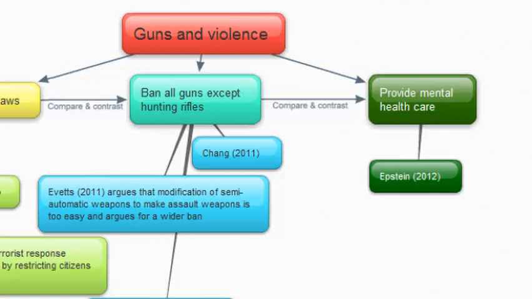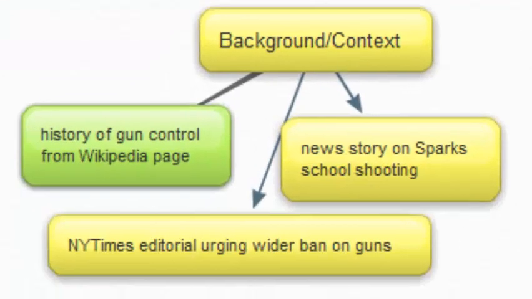If you have sources that don't argue a point, but provide helpful background history or facts, such as a news article or Wikipedia page, attach it to a bubble off to the side that says background/context. Your instructor will also help you figure out the most appropriate place to put this useful background information in your paper.